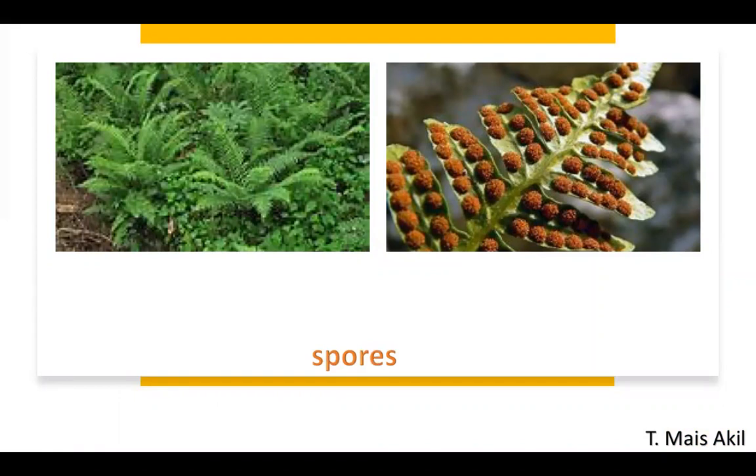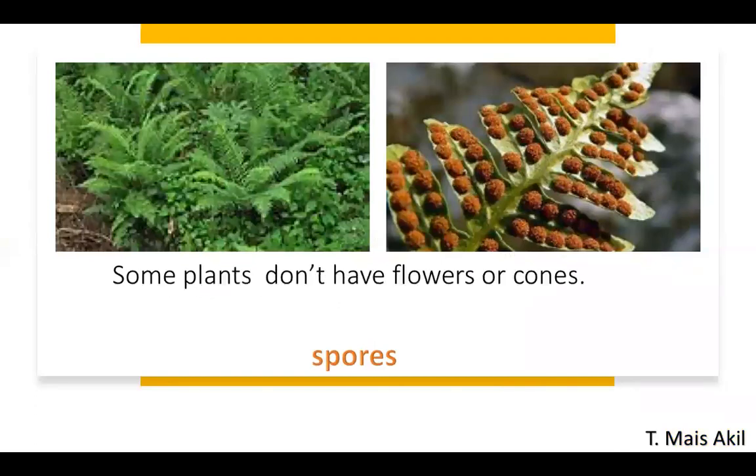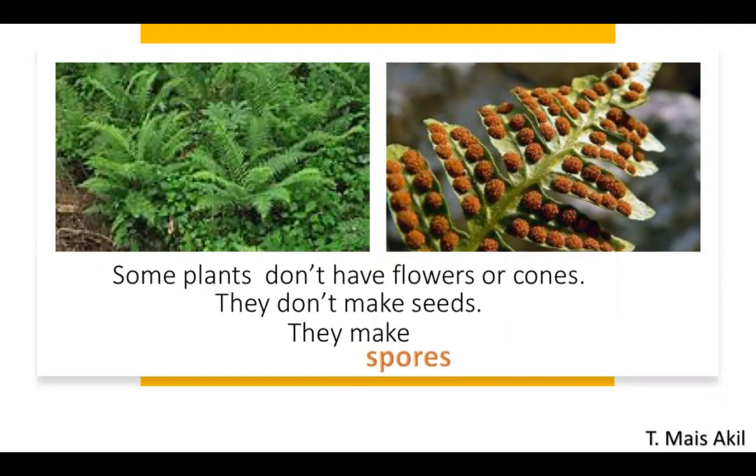These plants, as you see in this picture, don't have flowers or cones. Because they don't have flowers or cones, they don't make seeds, but they make spores, as you see here. These small balls on the underside of the leaves are called spores. Actually, spores are not like seeds. As you remember, we said seeds have stored food inside, but spores do not.